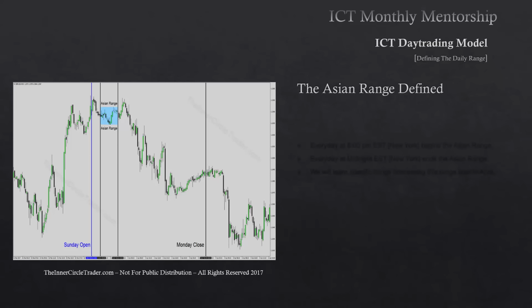Okay, the first element we're going to break down is the Asian range. I get questions a lot. What are the kill zones? What is the Asian range? When does it begin? When does it end? All the things dealing with time of day. So this is the definitive teaching, so that way we can go through the rest of the lessons for April day trading. This is the only one you'll ever need to refer to. So if you've seen anything different in the past, this is the real one.